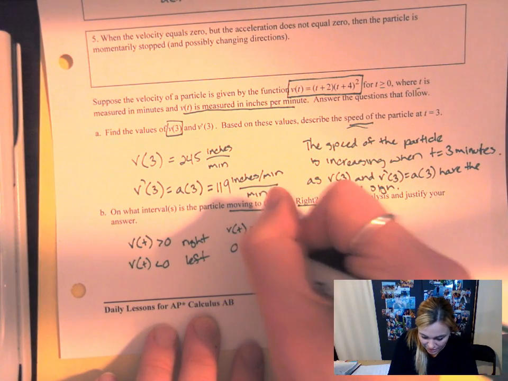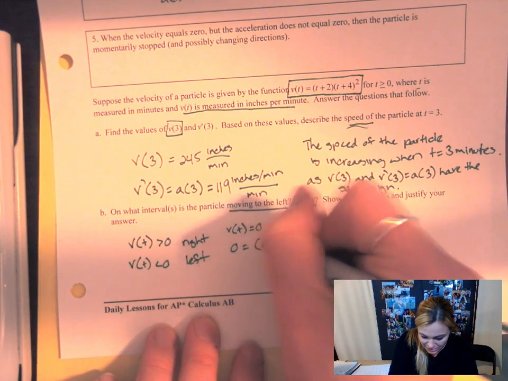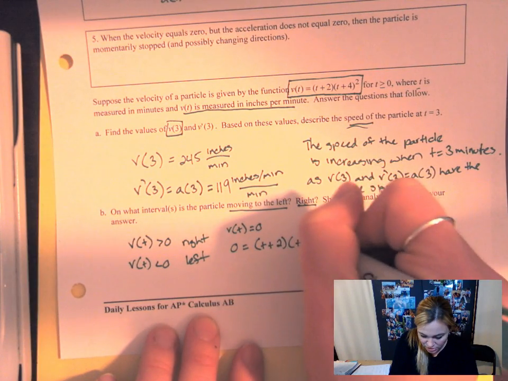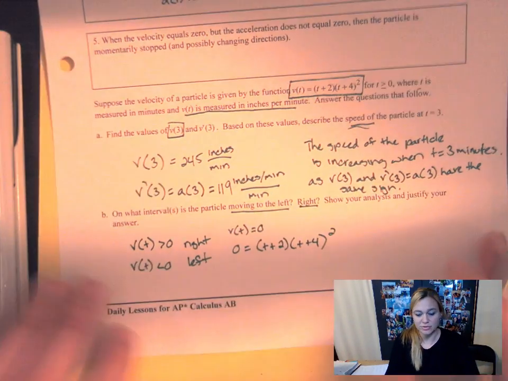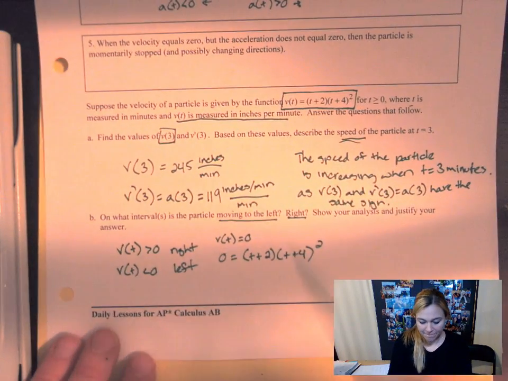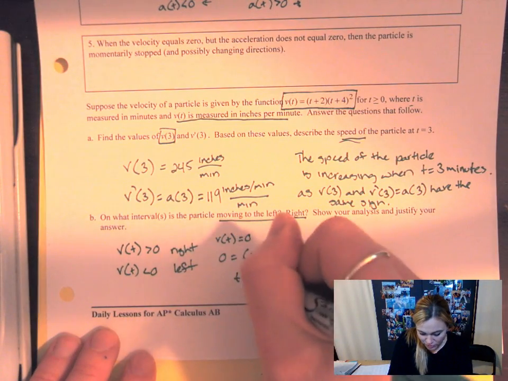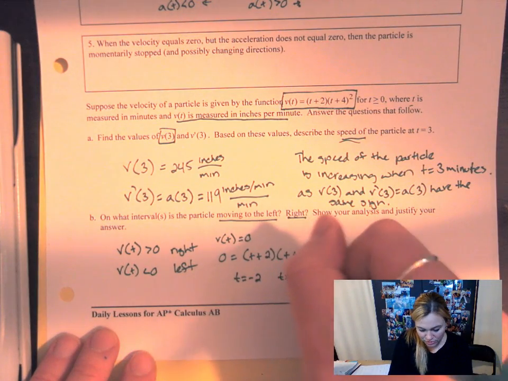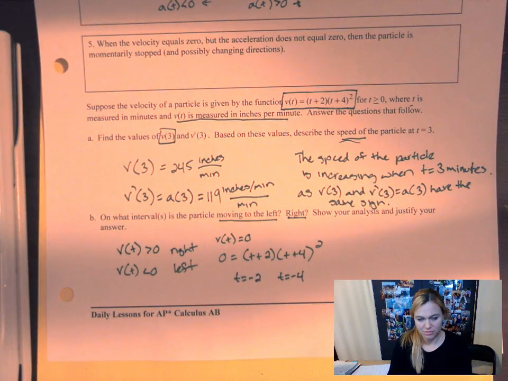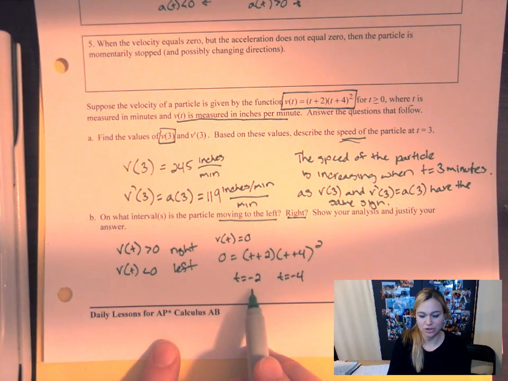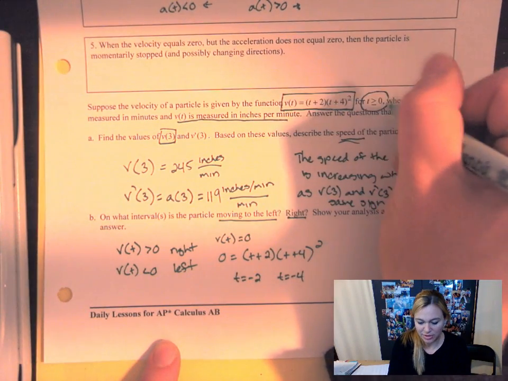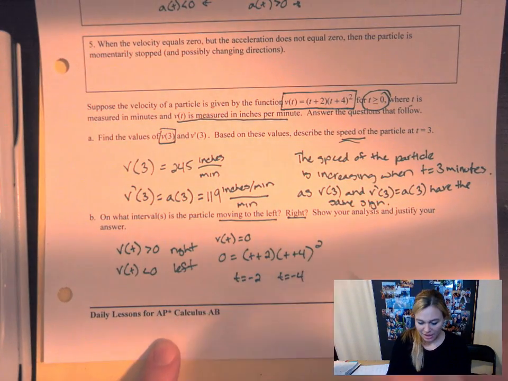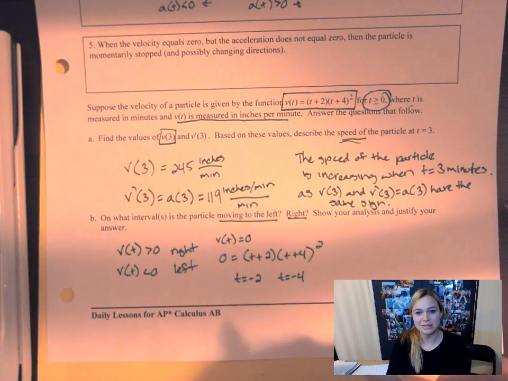And I can see if I want 0, and I've got t plus 2, t plus 4 squared. I just copied down velocity from right up here. I see that when time is -2 and time equals -4, that's when the particle has a possibility of changing directions. I can make a chart, and you're like, wait a second, time can't be -2, because I saw time could only be greater than or equal to 0. And time can't be -4. That doesn't make any sense.